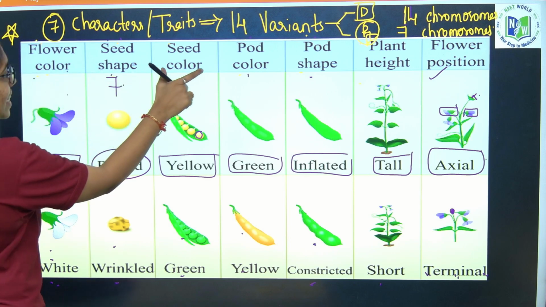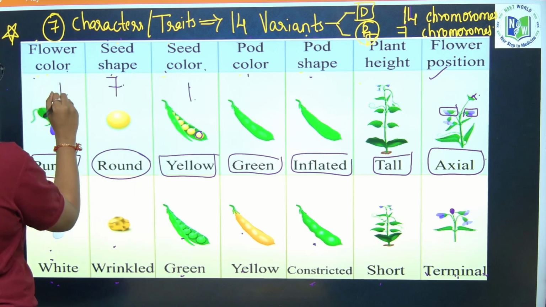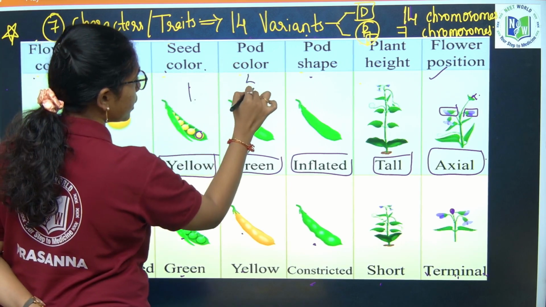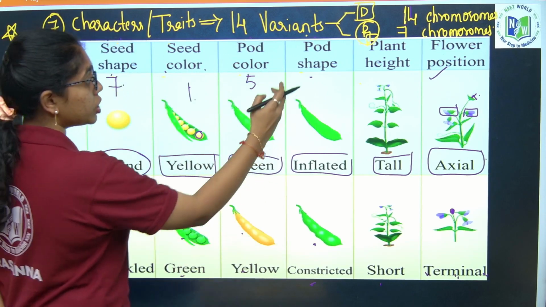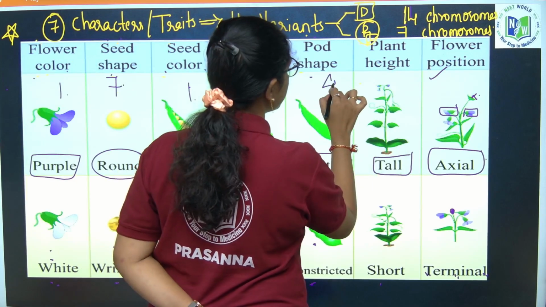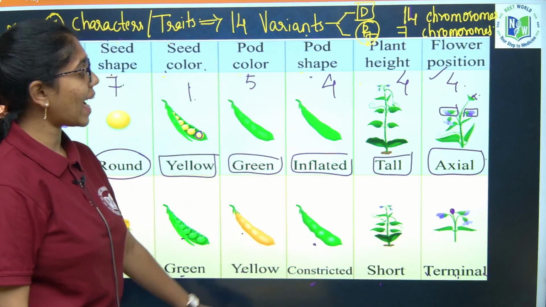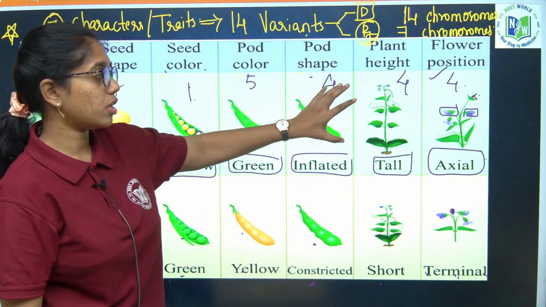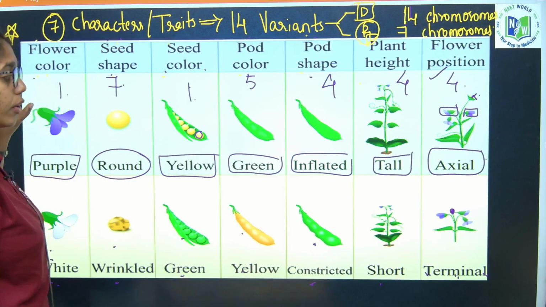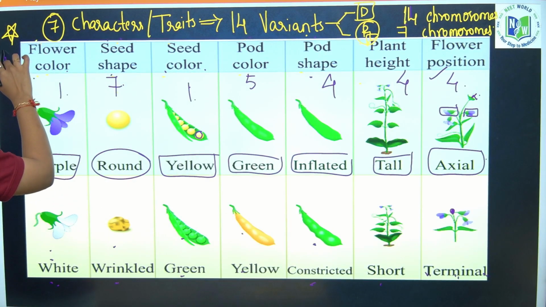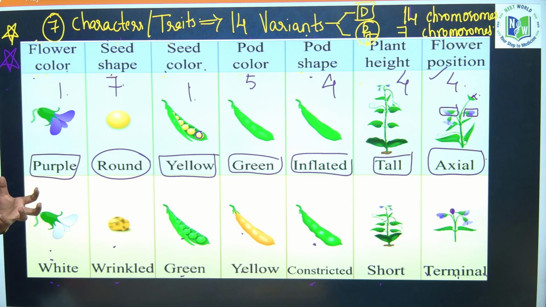Flower color and seed color are present in the 1st chromosome. Pod color is in the 5th chromosome. Pod shape, plant height and flower position genes are present in the 4th chromosome. You have to remember this, fix it in your mind, very much important for calculations also.